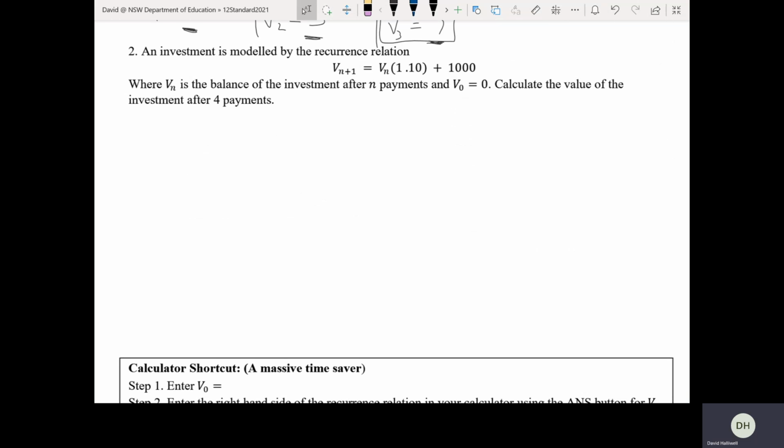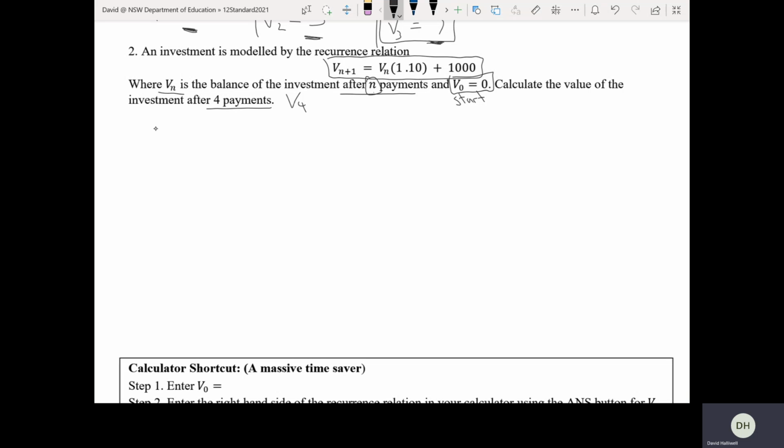This is an investment question. It's modeled using this recurrence relation, and a lot of the questions in the textbook look very similar to this form. We're told V sub n is the balance of the investment after n payments, and V sub naught is 0. That tells us we're going to start with 0 as our value. Calculate the value of the investment after 4 payments. After 4 payments, that would be an n value of 4, so I want to work out V4.